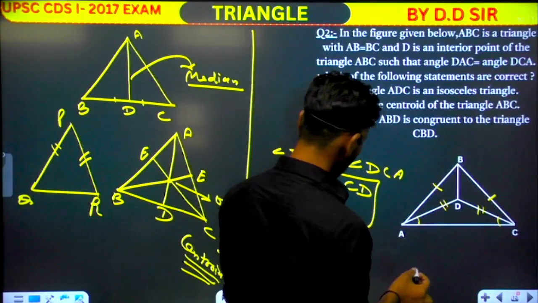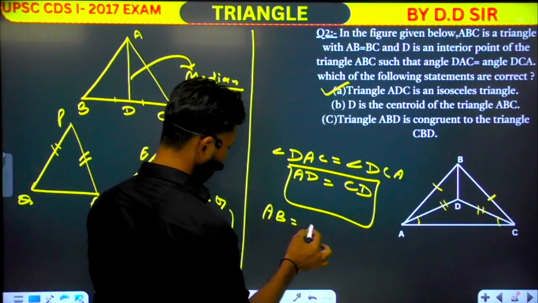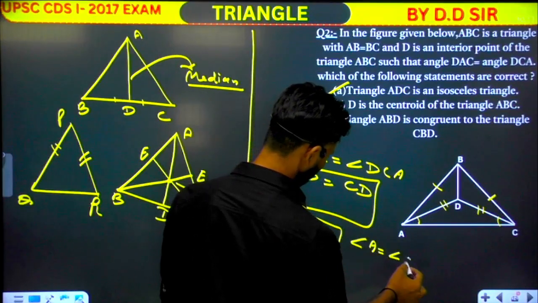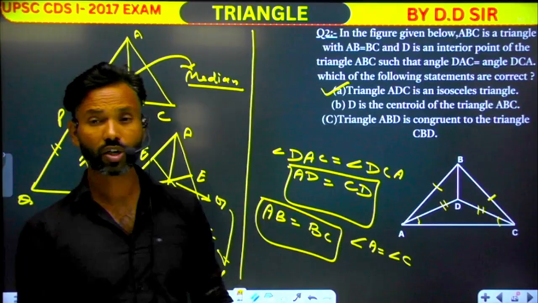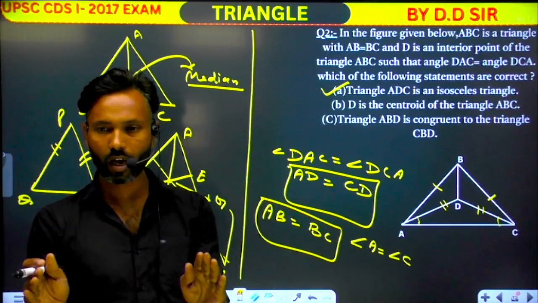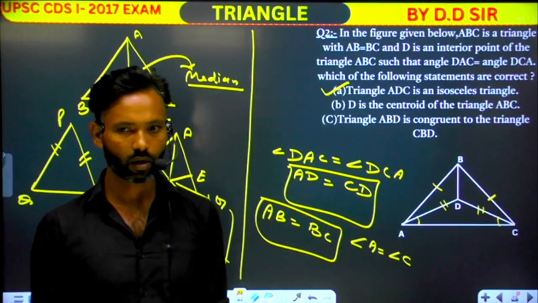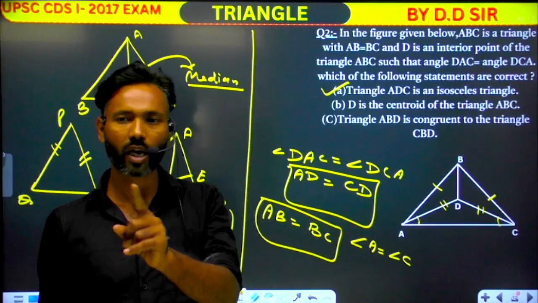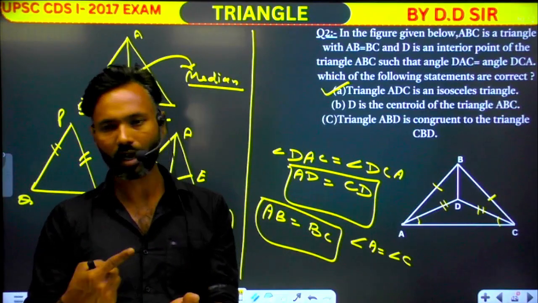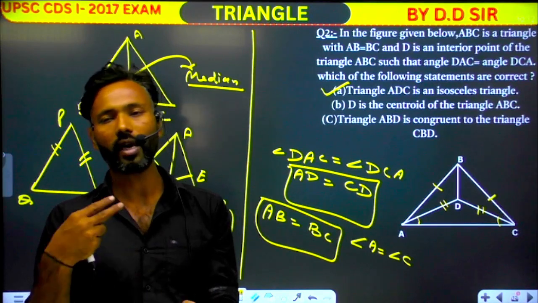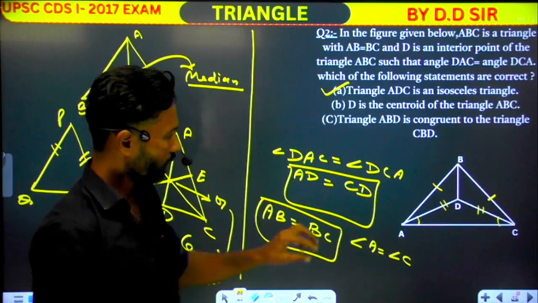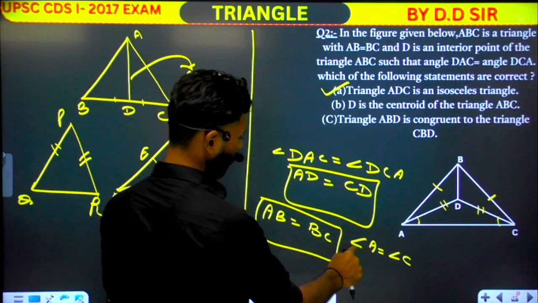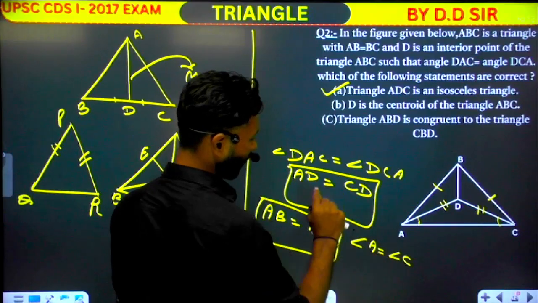Here it is mentioned that AB is equal to BC. It means angle A will be equal to angle C, because it is a basic property of triangles. If two sides are equal in a triangle, their opposite angles will be equal. Also, if two angles are equal, the opposite sides will be equal. Here AB is equal to BC, so the opposite angles will be equal. I note it down: angle A is equal to angle C.